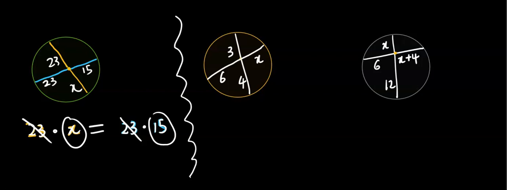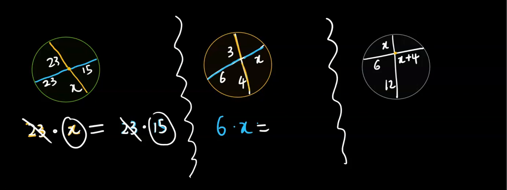If two chords intersect in the interior of a circle, then the product of the lengths of the segments of one chord is equal to the product of the lengths of the segments of the other chord. Now, with this in mind, we can go ahead and write down 6 times x equals, let's look at the other one, 3 times 4. 3 times 4 is 12. Therefore, x is 2. Done.